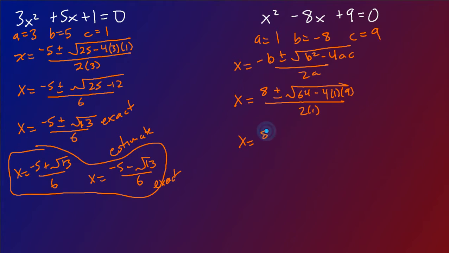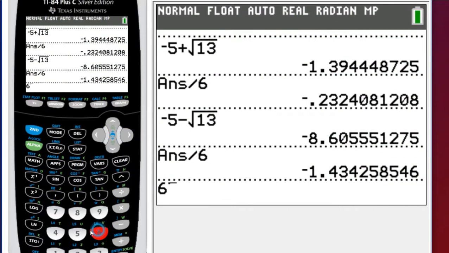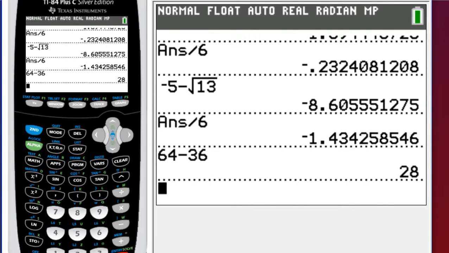So now I get 8 plus or minus the square root of 64, when I do all that, minus 36, all over 2. So I have 64 minus 36, that's 28.